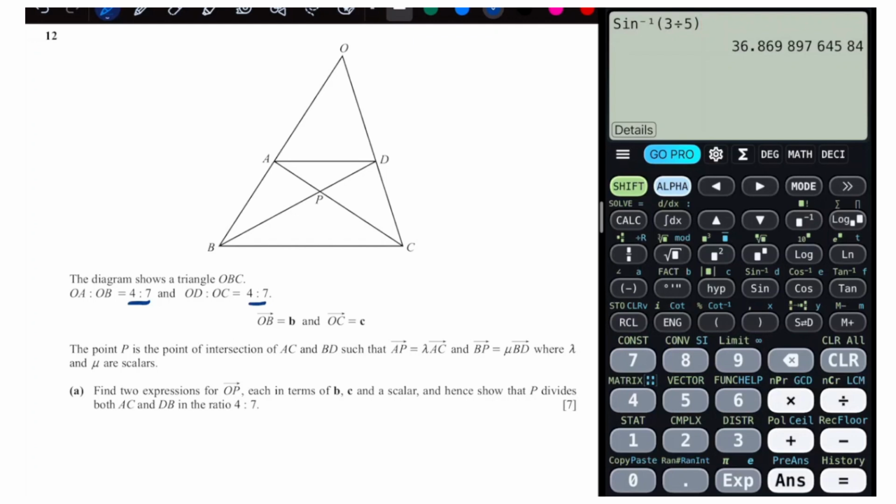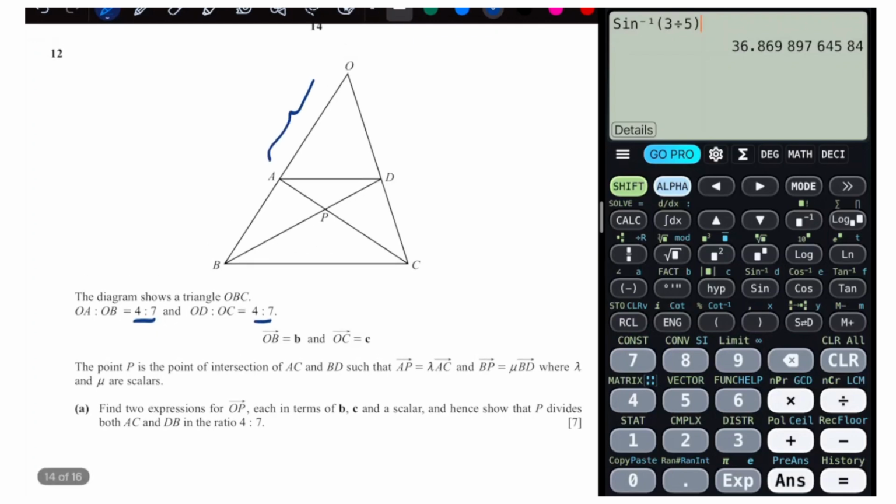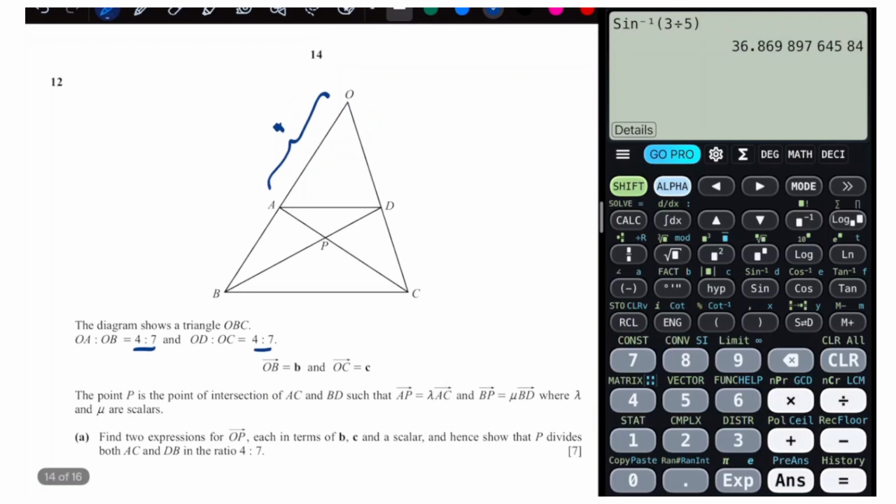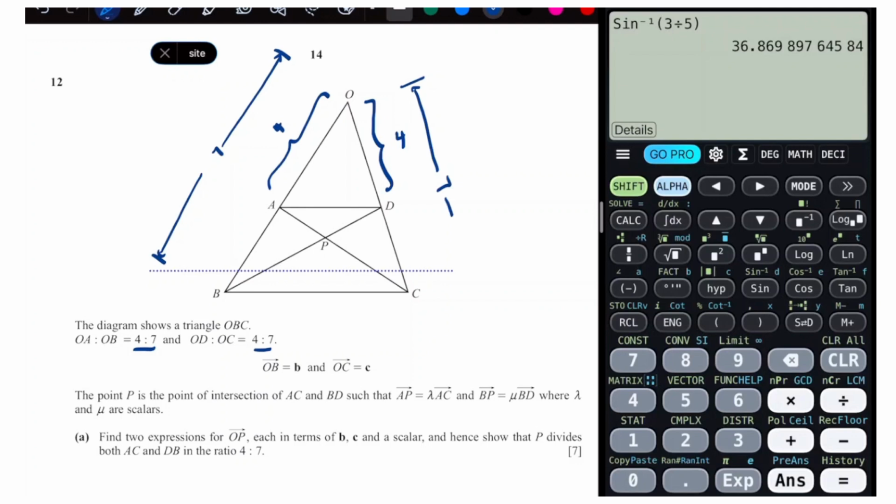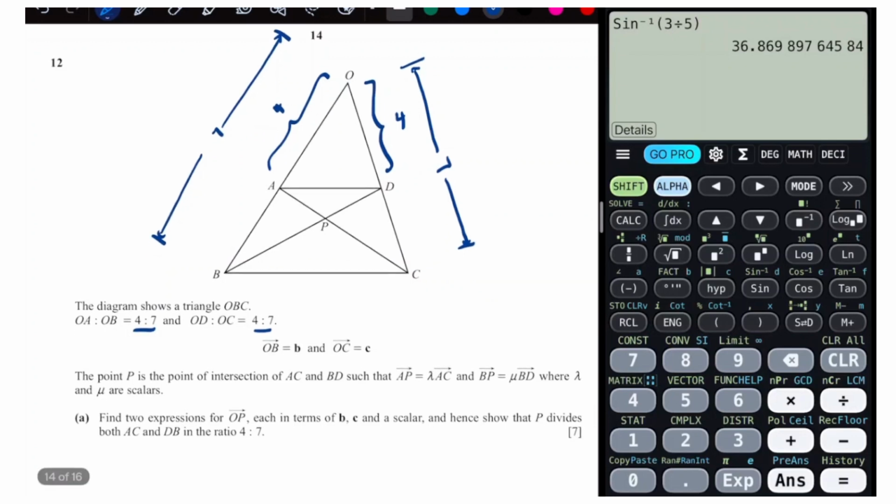So let's mark it. OA, the ratio is 4, to the entire thing, that is going to be 7. So you know that the ratio of OA to OB is 7. And OD is 4, and OC is going to be 7. I just want to mark it real quick. Now, the point P is the point of intersection where AC and BD cross.